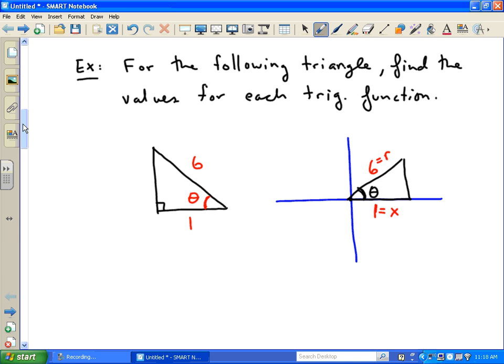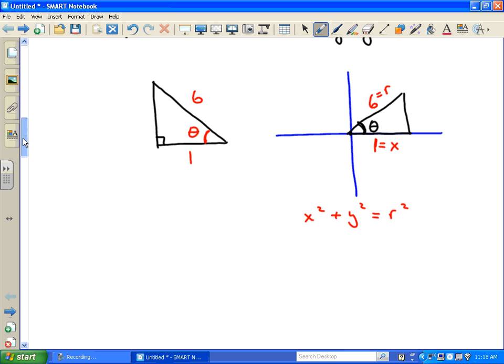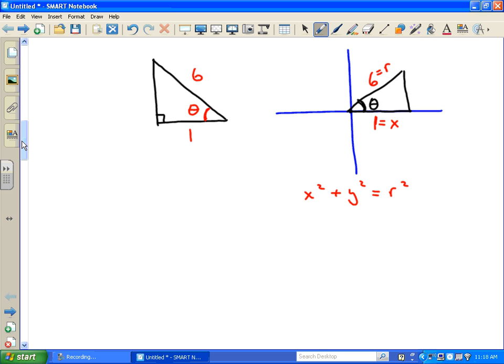Use your Pythagorean theorem. So x squared plus y squared is equal to r squared. As long as you are given two of the three sides, you can always find the third side by using the Pythagorean theorem, as long as you have a right triangle. Here, we know that x is 1. We do not know y. We know that r is 6. 1 squared is just 1. 6 squared is 36. If I subtract over the 1, I'll have y squared equals 35.